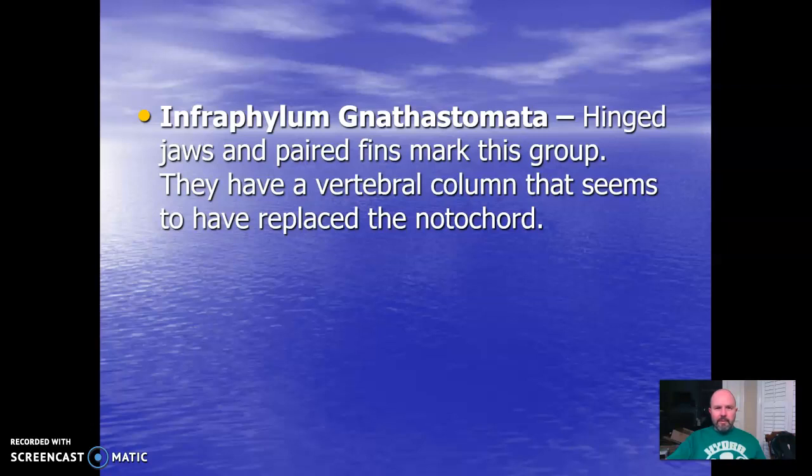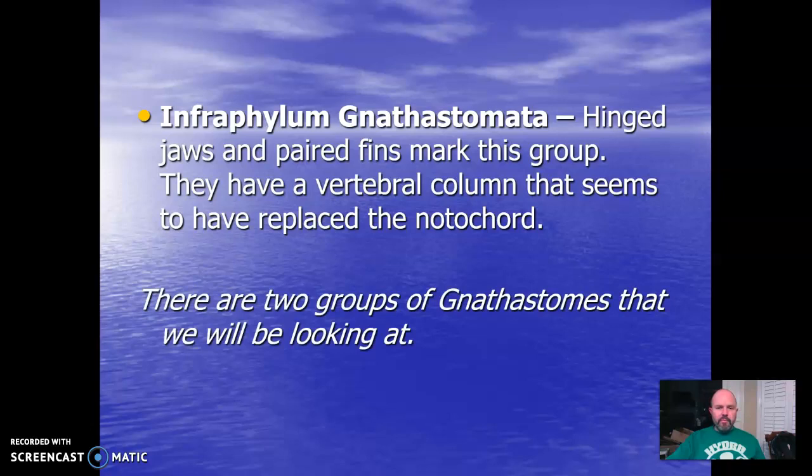This is the group that includes all hinged-jawed, paired-finned members of fish. They have a vertebral column that seems to have replaced the notochord. So they don't have that cartilaginous backbone. They have bones that make up a spine. The name Gnathostomes means jawed mouth. Again, we said Agnathan without a jaw. This means Gnatha, jaw, stomata, opening, or meaning mouth, referencing the mouth.